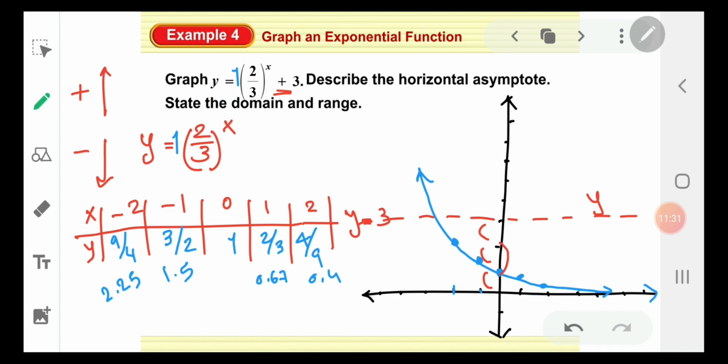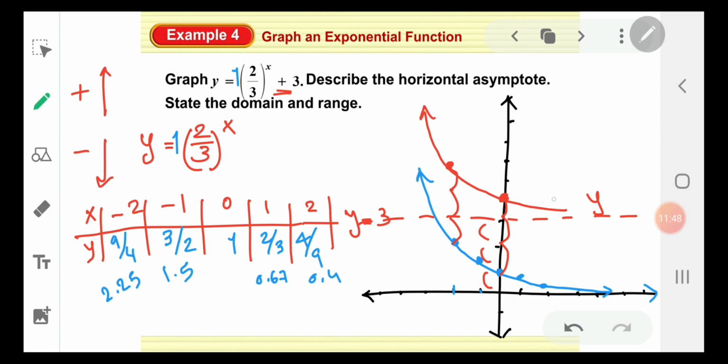This y-intercept would be 1, 2, 3. Here is my new y-intercept. This point also would be 1, 2, 3. It would be here. You can shift the points, and then you would get your graph. Join it with a smooth curve.